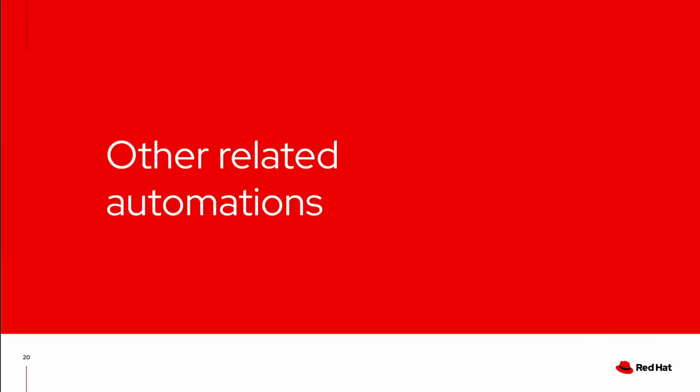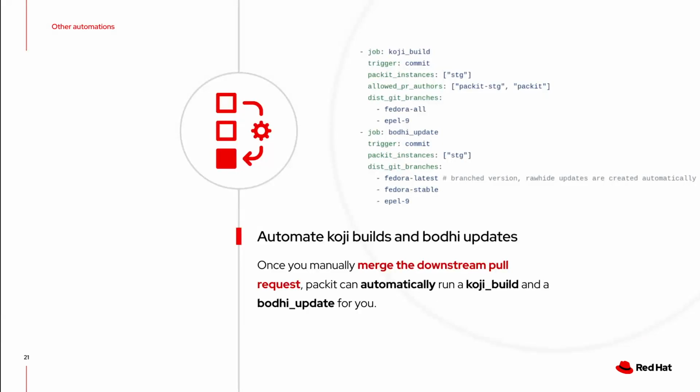Together with the downstream synchronization, you can also have other related automations. Or, if you want, you can have them without downstream synchronization. When the Packit proposed downstream pull request is merged, the service can run a Koji build. But the service can also run a Koji build for another pull request merge. Once the Koji build is finished, the service can run a Bodhi update.